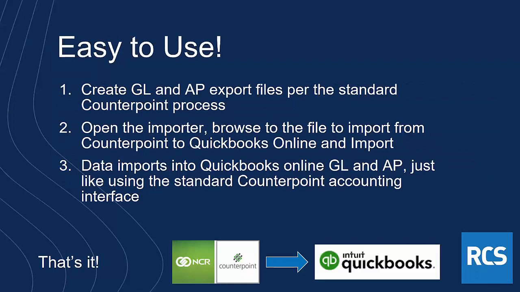This interface is very, very easy to use. It's really just 3 quick steps. You first of all create the general ledger distribution files and AP voucher export files per the standard Counterpoint processes. Then you open the importer and browse to the file on your system that you want to import from Counterpoint to QuickBooks Online, and just click import, and then the data goes directly into QuickBooks Online general ledger and accounts payable bills, just like using the standard Counterpoint accounting interface.